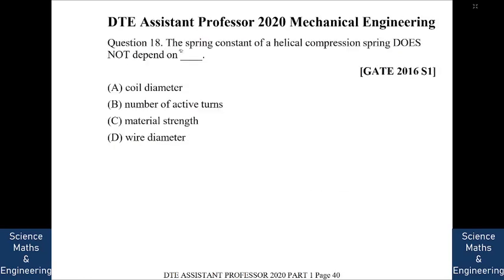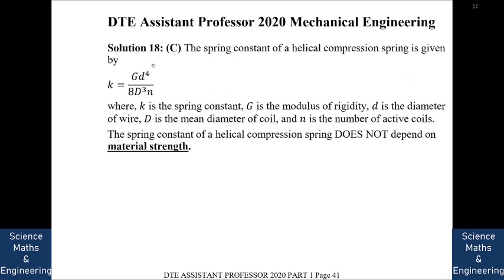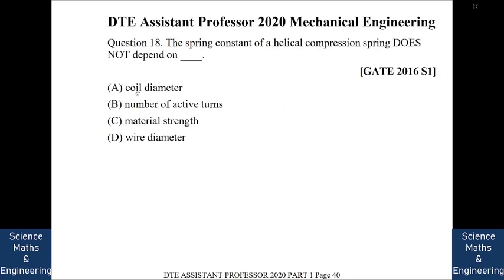So next, the spring constant of a helical compression spring does not depend on, so the answer is, the spring constant for a helical compression spring is given by K is equal to G d to the power 4 divided by 8 D cube N. Now K is spring constant, G is modulus of rigidity, and small d is the diameter of this wire, and capital D is the mean diameter of the coil, and N is the number of active coils. So it does depend on the coil diameter, it does depend on the number of active turns, and it does depend on the wire diameter.